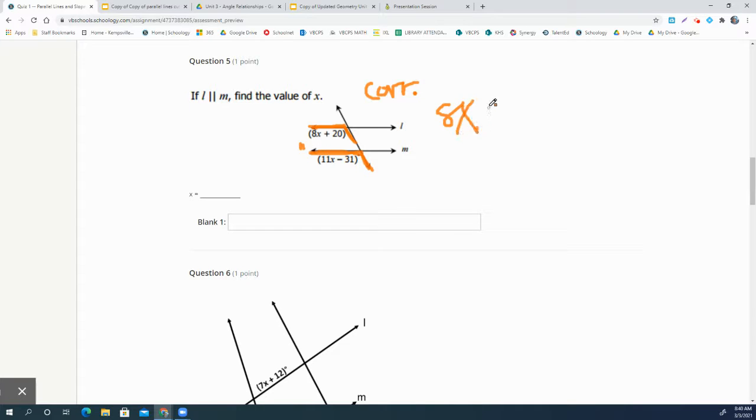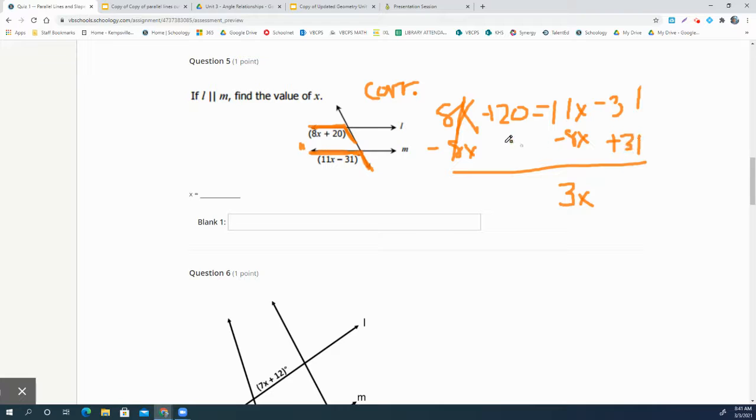So on a piece of paper, 8x plus 20 equals 11x minus 31. I always subtract my variables. So minus 8x. 11x minus 8x is 3x. If I move my variables to the right, I move my numbers to the left. It does not matter; this is just the way I do it. And then you've got to divide. 51 divided by 3.